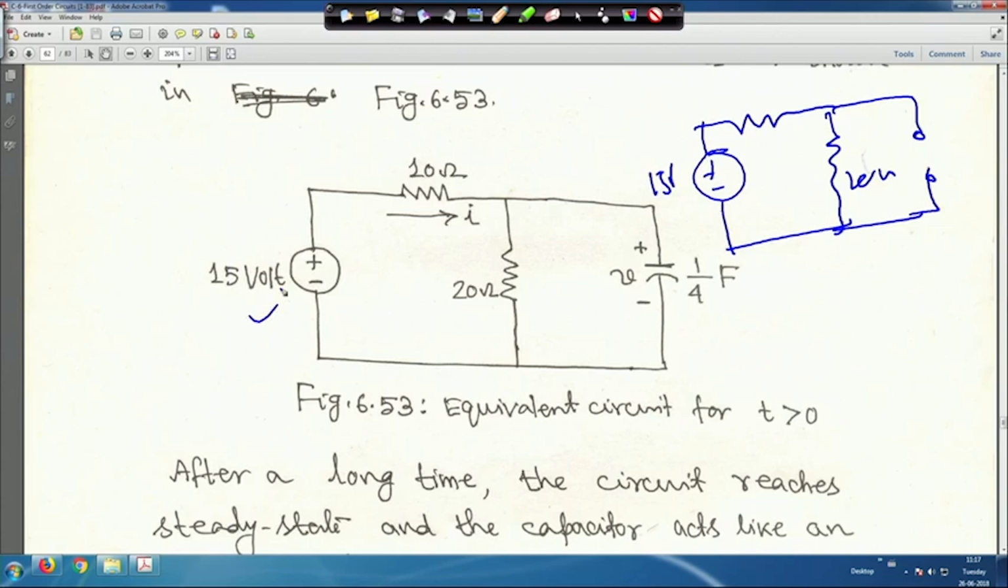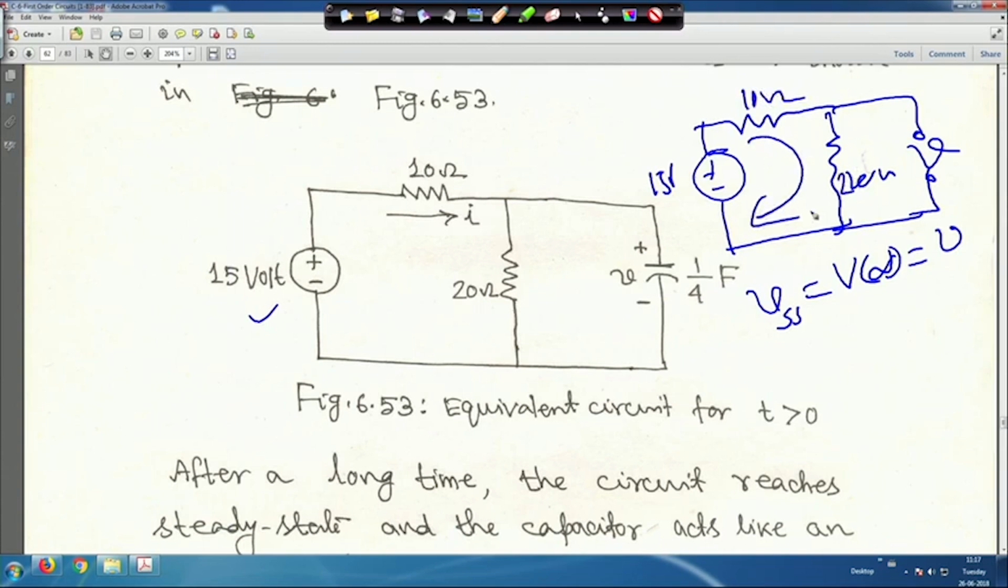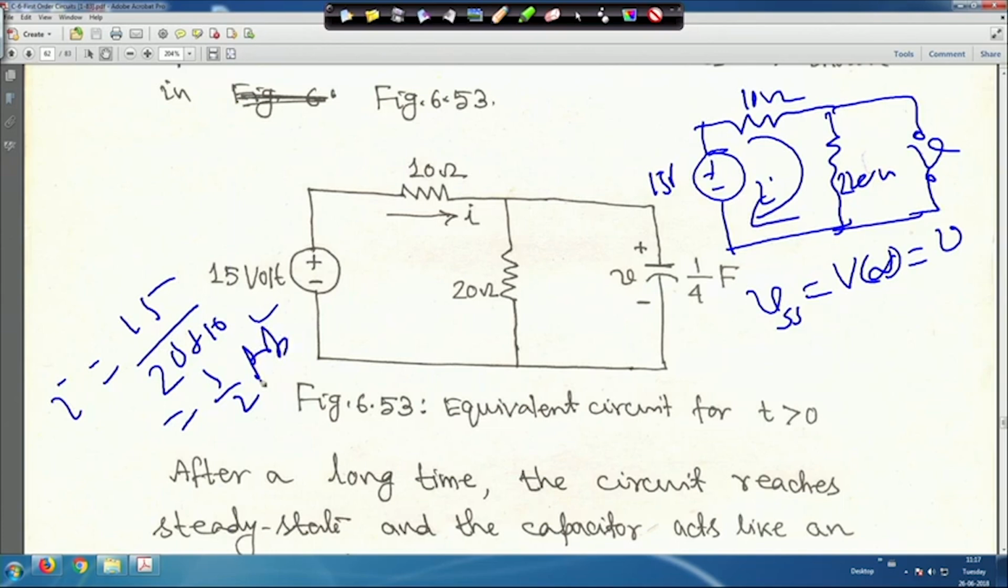So in that case, V infinity is the V at steady state. As this is open circuit, this is your 10 ohm and this is your 20 ohm. So you can easily find out what is the current I through this circuit. This I is given, it is open circuit. So I is equal to 15 divided by 20 plus 10, that is 30, so it is half ampere, that is your I.